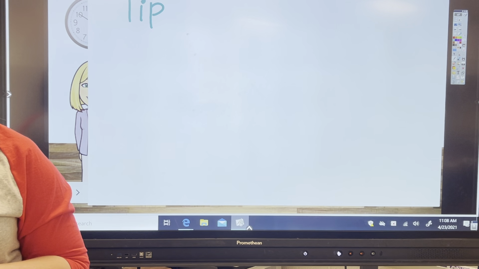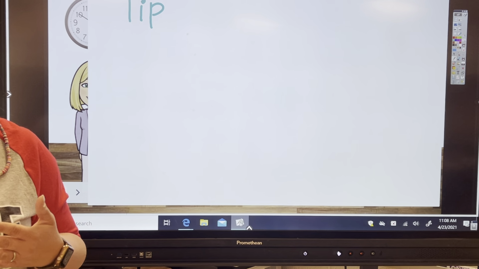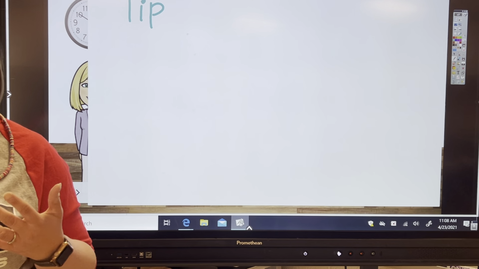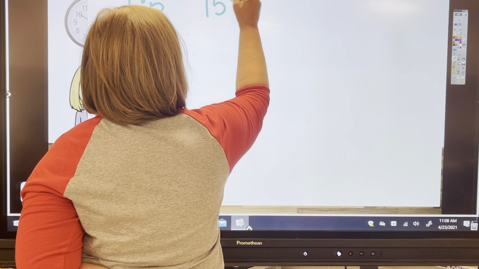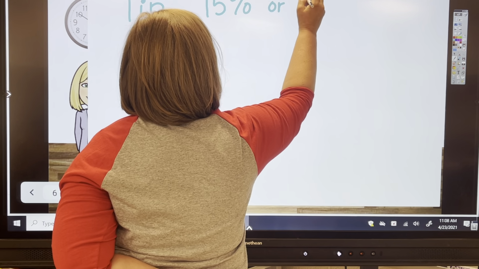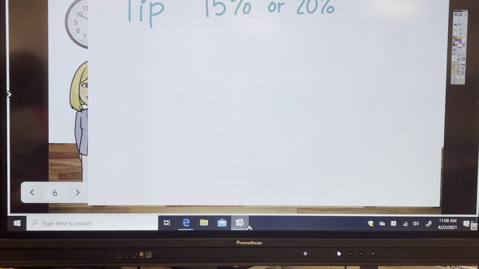What is the tip? What you leave your waitress or your waiter. It's a percent of your total food cost, okay? So it can be 15%, you usually leave 15 or 20% if your waiter or waitress was very good. That's typically what you leave. So when your parents are trying to figure out how much to leave the waiter or waitress, they're figuring out a percentage of their total bill, all right?